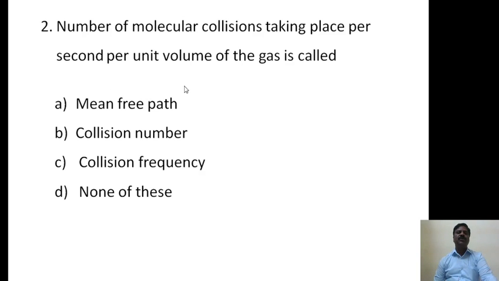Then the second question: the number of molecular collisions taking place per second per unit volume of the gas is called: A, mean free path; B, collision number; C, collision frequency; D, none of these. I will give you 10 seconds. You have to choose the correct answer.